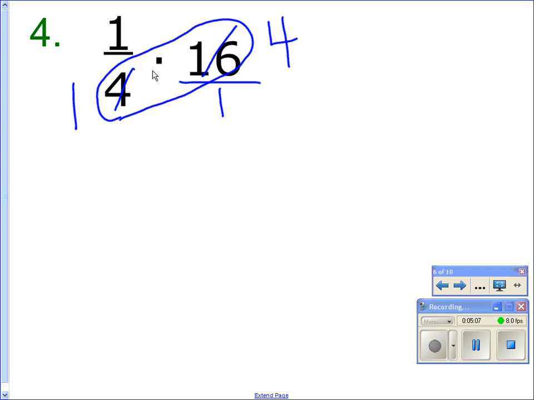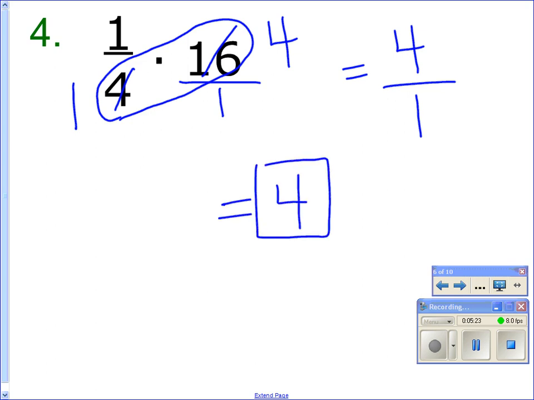So now you're going to multiply the numerators. 1 times 4 is 4. 1 times 1 is 1. Are we going to leave it 4 over 1? No, we are not. Our final answer is going to be 4. Okay.